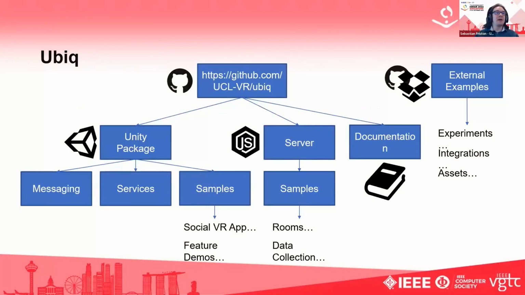So I'll start my talk by describing exactly what Ubiq is and how we expect users to interact with it before we get into how it works. Ubiq is a software project that implements the social and networking aspects of a distributed VR system. So it's written primarily for Unity and consists of Unity code, very comprehensive samples, and supporting materials like a Node.js server and documentation.